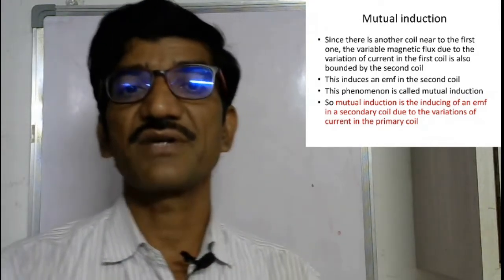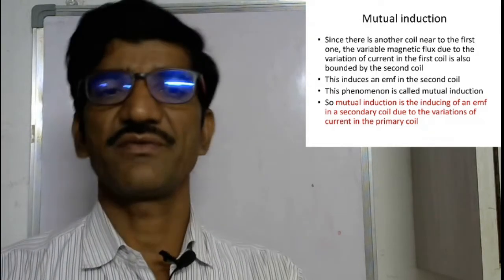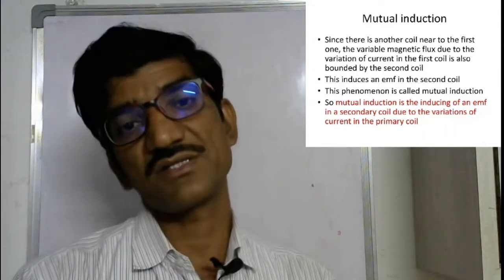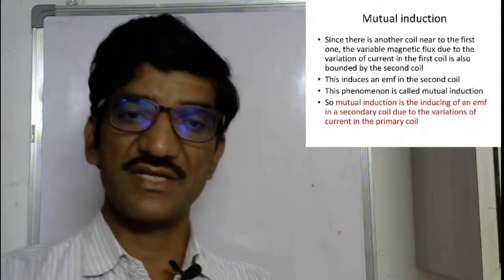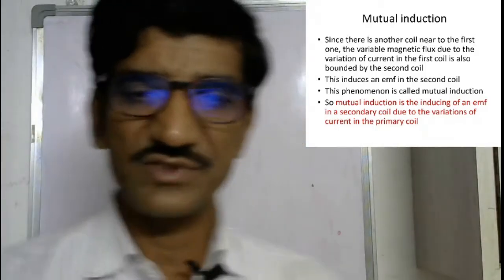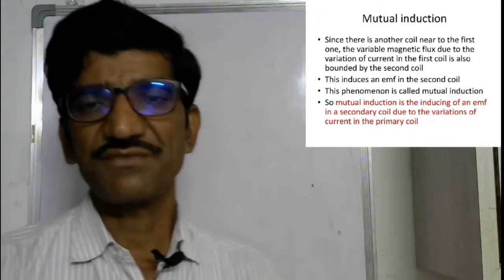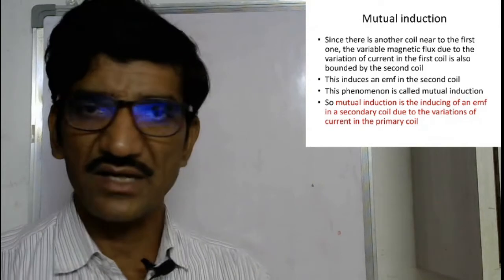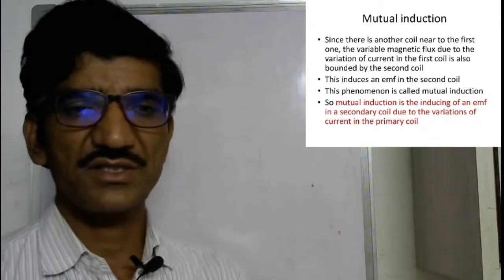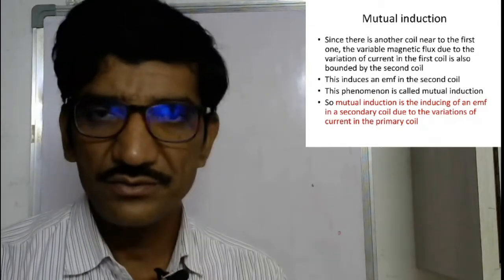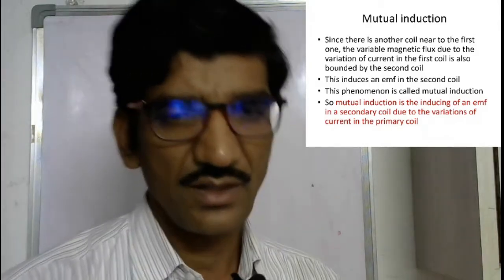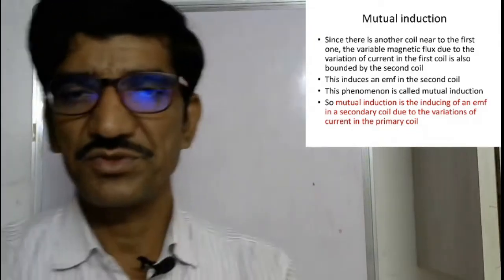Due to the variations of the current in the first coil. If we are talking about the induced EMF in the first coil due to the variation of current in the first coil itself, then we call that phenomenon self-induction. This is the difference between self-induction and mutual induction. In case of self-induction, you have only one coil. In case of mutual induction, you must invariably choose two coils. This is about mutual induction.